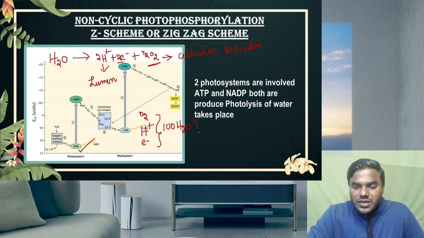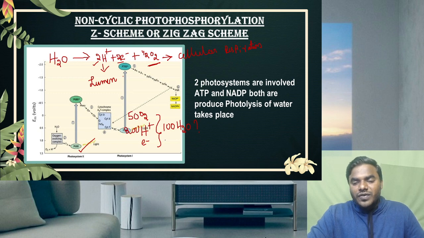100 water molecules are broken down. Friends, I have told you very clearly: when one water molecule breaks down, we get two protons and two electrons. Don't think that it's a full oxygen; it is half oxygen. So for 100 water molecules, how many oxygen will we get? 50 oxygen we will get.